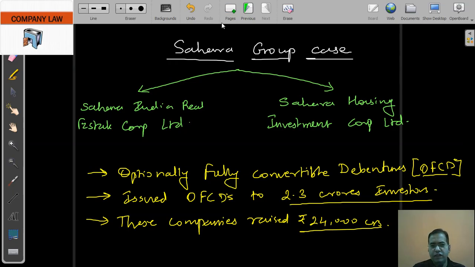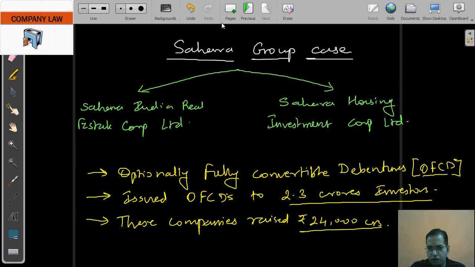Now, what was the stand of SEBI? That it should be considered as a public offer, and SEBI ordered. SEBI went against the Sahara Group, and ordered that these 24,000 crores of rupees should be repaid to the investors, because this is a clear-cut violation, a contravention made by these two Sahara Group companies. The Sahara Group's stand was, no, we are not going to repay this amount, and this matter went up to the Supreme Court. Of course, it went to the appellate court, and then to the Supreme Court.